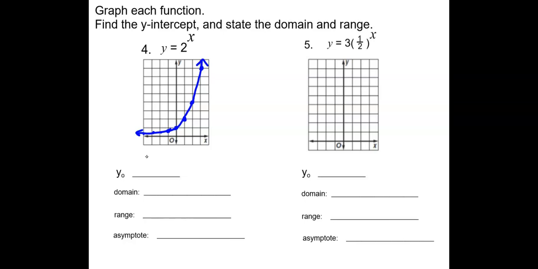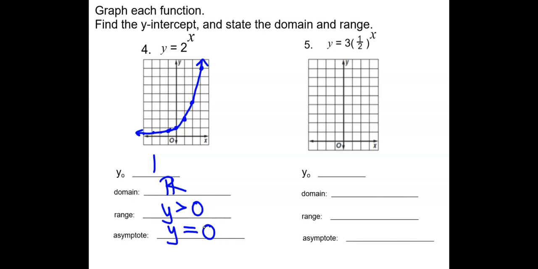So the y-intercept was 1. The domain is all reals, right? So all reals, left and right, we can go forever infinitely. The range is anything above the x-axis, so that's y greater than 0. And the asymptote is also the horizontal line, y is equal to 0.